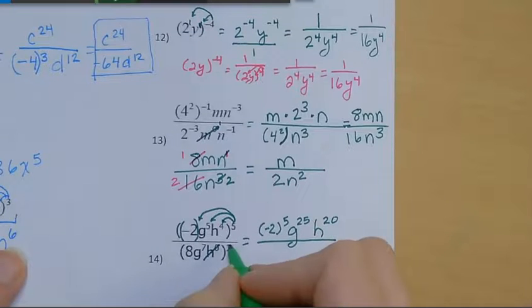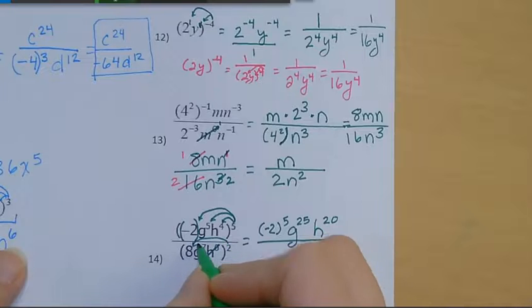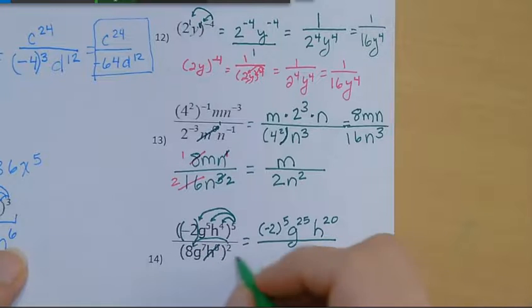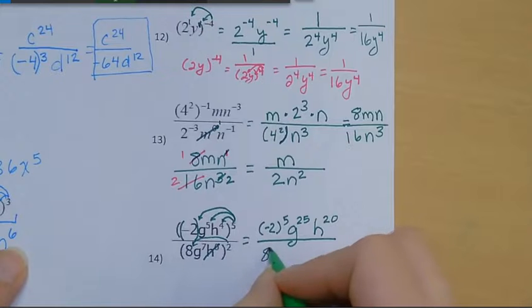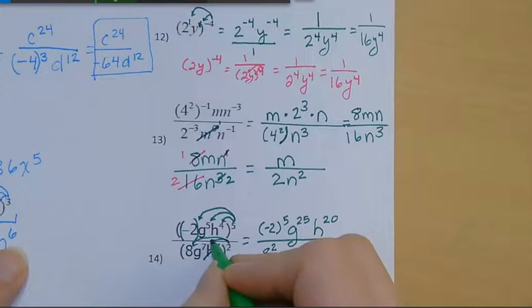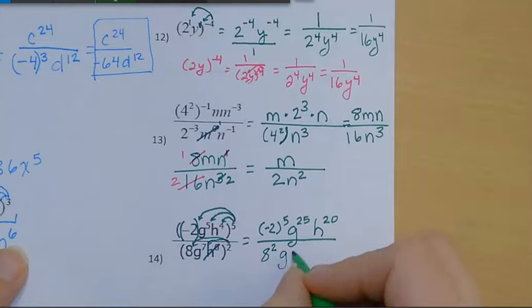In my denominator, I'm going to distribute again. That 2 goes to 8. Don't forget your coefficients. So 8 squared. 2 goes to this g to the 7th, so it's going to be g to the 14th.